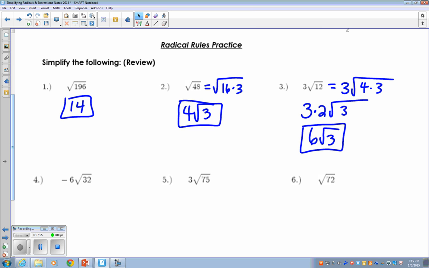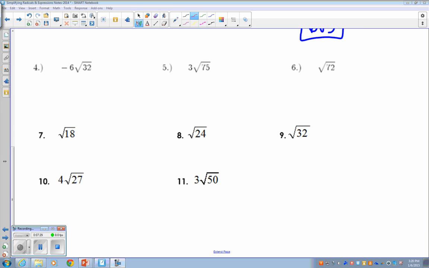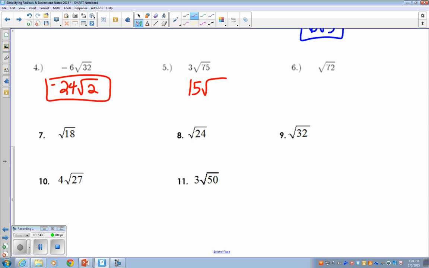Number 4, negative 48? No, that's too big. Let's see what we have. We should have negative 24 root 2 for 4. Questions on that one? All right. Here we should have 15 root 3, or square root of 3. 15 times square root of 3. All right, because you have to multiply the perfect square to the coefficient. All right, on 6, root 2.